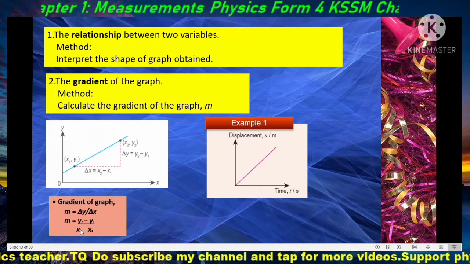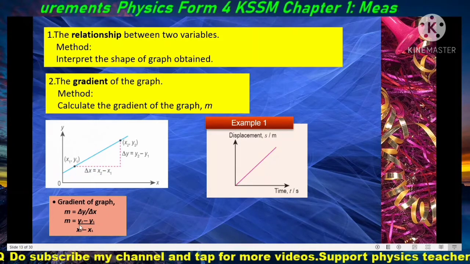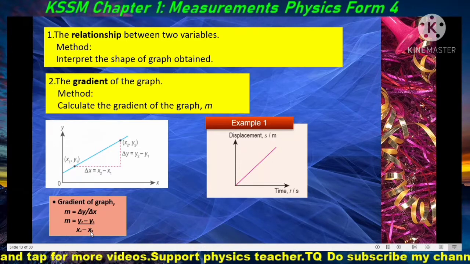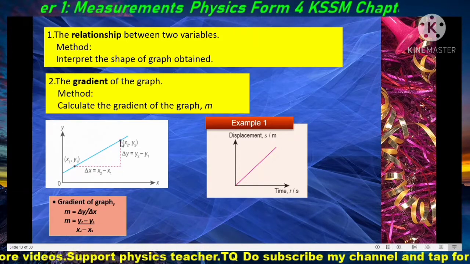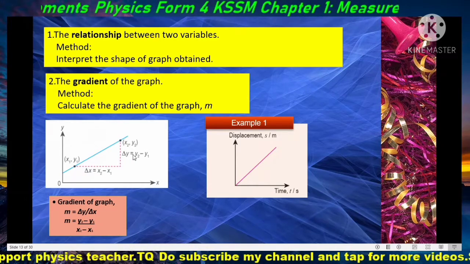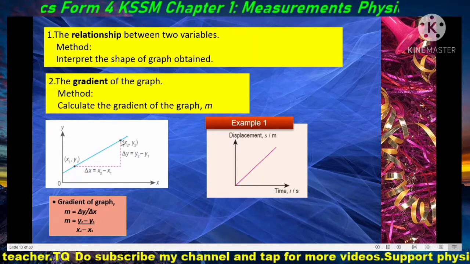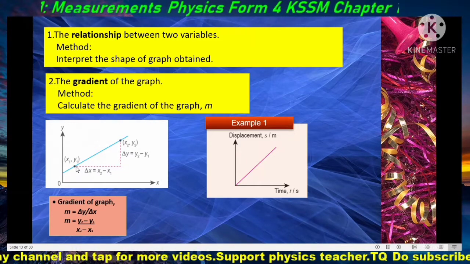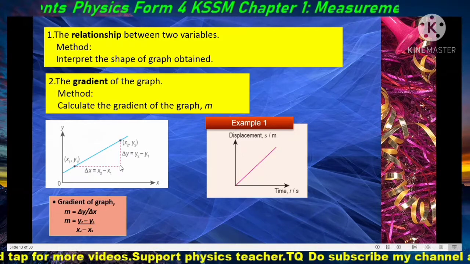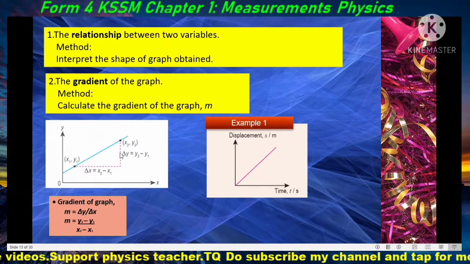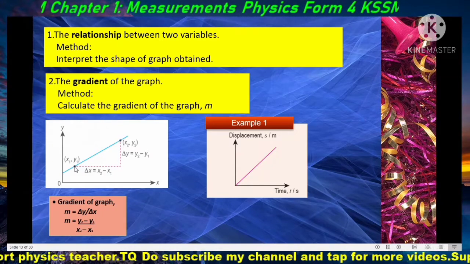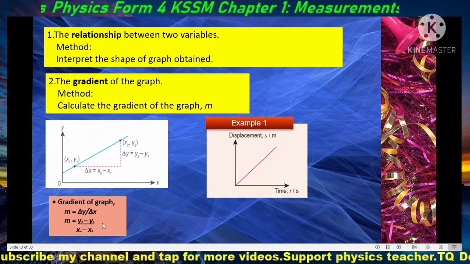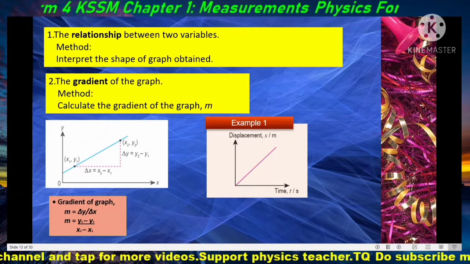Okay, so for the gradient of the graph, we use the formula m equals y2 minus y1 divided by x2 minus x1. Meaning from here you can see delta y equals y2 minus y1. This is the height of the triangle. Delta x equals x2 minus x1. This is the width of the triangle. So the gradient equals the height of the triangle divided by the width of the triangle. And in physics, you also need to state the unit for the gradient that you calculate.